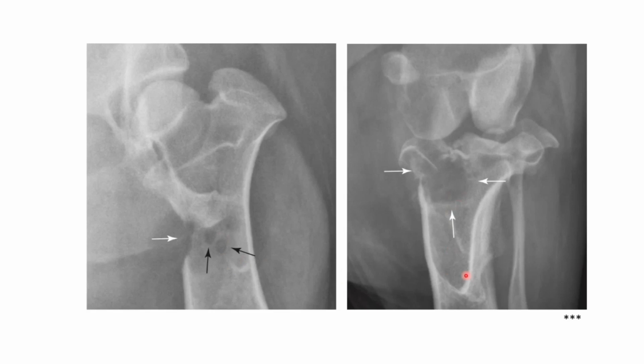So there are multiple aggressive lesions affecting multiple bones. So this is a polyostotic aggressive bone disease, and this is an example of a multiple myeloma.